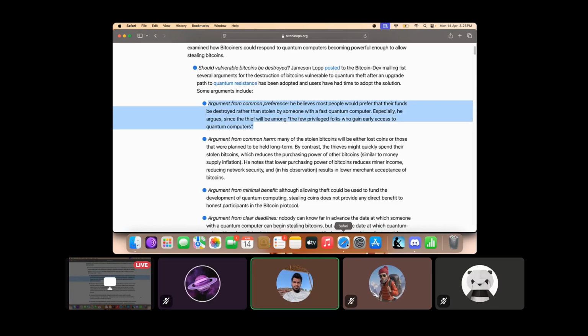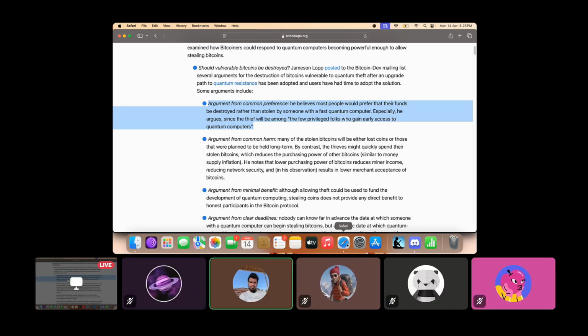Even if you can post in chat, let me know if you have a Bitcoin associated with a quantum vulnerable address. What would you prefer: it being destroyed, or somebody stealing it? Would you be okay with somebody stealing it, or would you want to destroy it? It's not necessary that somebody will steal it, but there's a potential of someone stealing it, right? So if given an option, would you be okay with your coins being stolen, or would you want them to be destroyed before they get stolen?